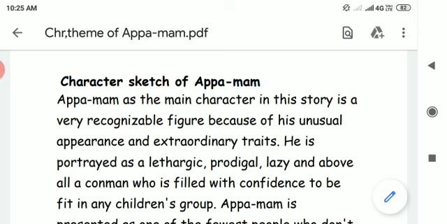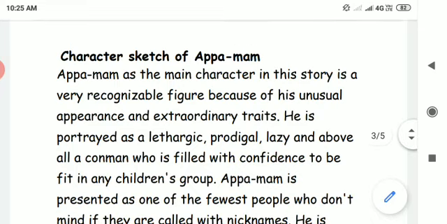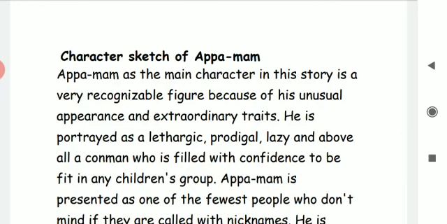He is a recognizable figure because of his unusual appearance and extraordinary traits. In the lesson, we came to know that the character has unusual appearances. He is wearing a dhoti. He is a clean-shaved person having smeared his head with charcoal, etc. And he also has extraordinary characteristics. He is portrayed as a lethargic, prodigal, lazy, and above all, a con man who is filled with confidence to be fit in any children's group.